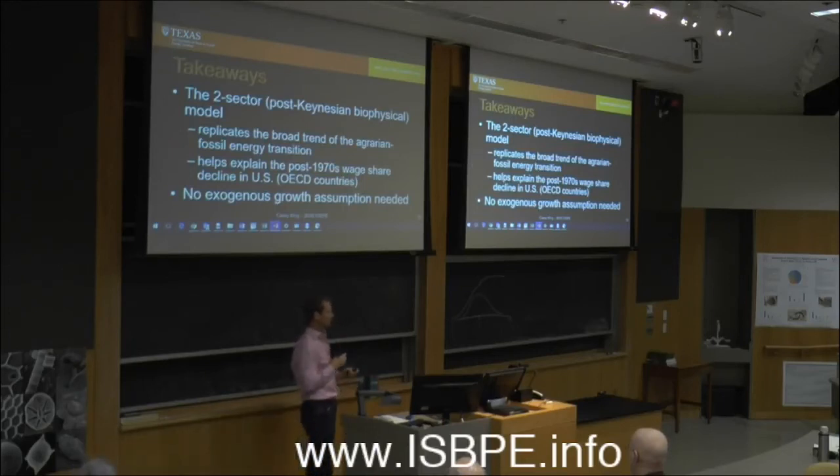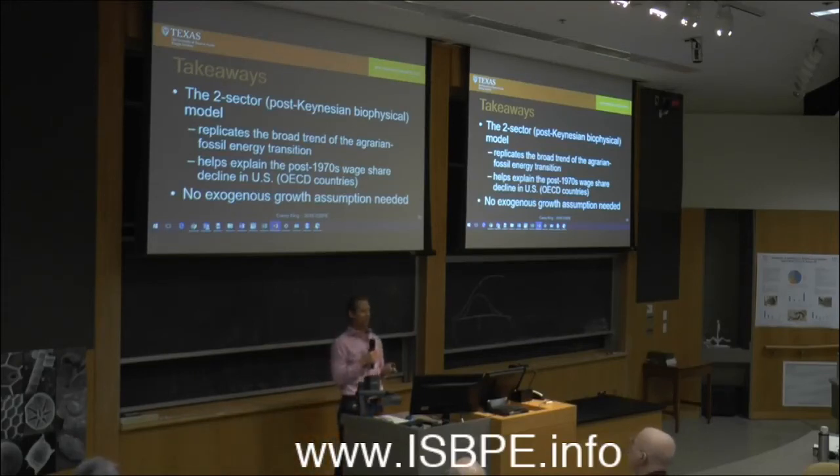So what are the takeaways from this? This is a two-sector model in a post-Keynesian formulation, trying to mix that with, in my attempt, the fewest biophysical parameters that I might need to link these ideas together. It's basically physical capital, people, and some environmental resource that is required to operate the economy. By doing this, I can replicate, broadly speaking, the agrarian to fossil energy transition in the UK, and the cost of that. I can explain the cost and the energy intensity of that. And potentially this can also help us understand the post-1970s wage share decline that's happening in the US and most other OECD countries that is perplexing economists and central banks around the world.